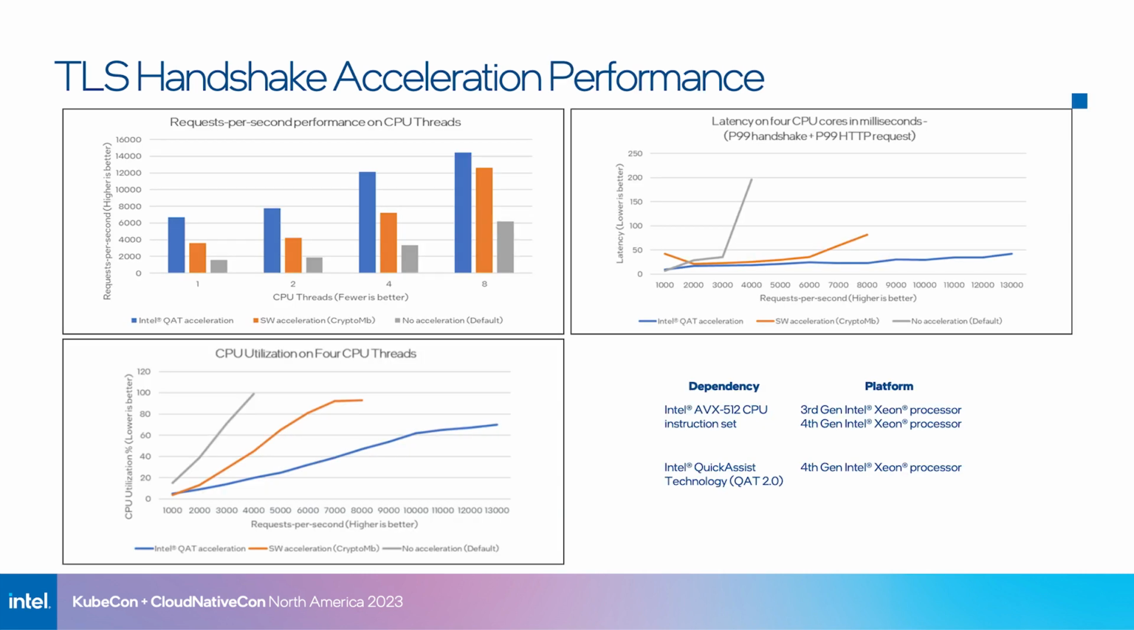This is a summary of the TLS acceleration performance. As you can see, Intel QAT provides the best performance for both requests per second and latency. Crypto multi-buffer improves the overall performance as well.